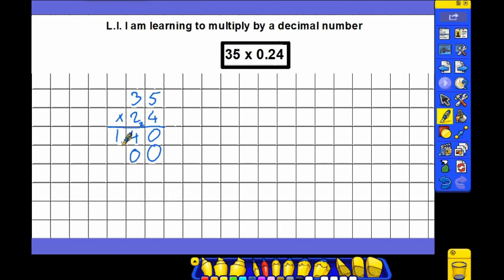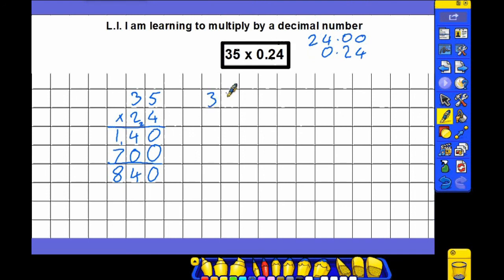2 times 5 is 10. 2 times 3 is 6, plus the 1, 7. 0 plus 0, 4 plus 0, 1 plus 7. So 35 times 24, we get the answer 840. However, in this case, 24 is 100 times bigger. If we look at the difference here, 24 and 0.24, that's a factor of 100 between them. Everything's moved up 2 decimal places. So we're going to have to divide our answer by 100.